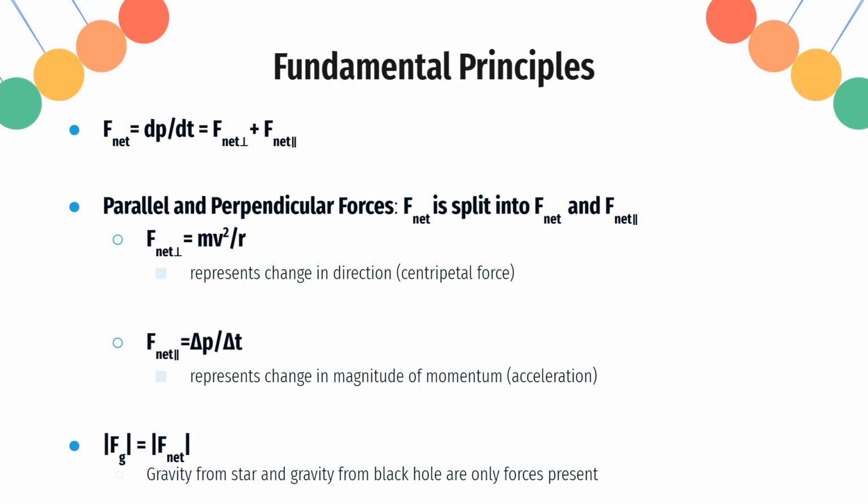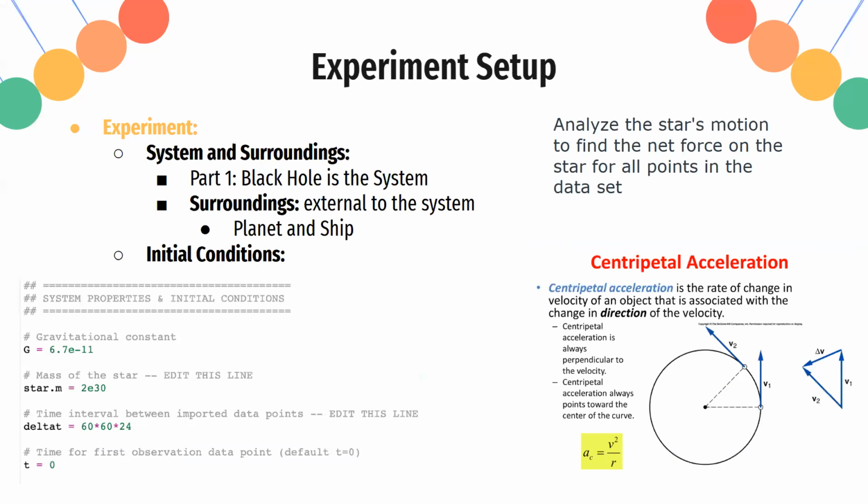momentum over time. And then finally, because gravity from the star and the black hole are the only forces really present, we know the force of gravity equals the net force. Part one: the star is the system, and the black hole, planet and ship are the external objects. So we set these initial conditions according to what we know, and our objective is to analyze the star's motion to find the net force on the star for all points in the data set.